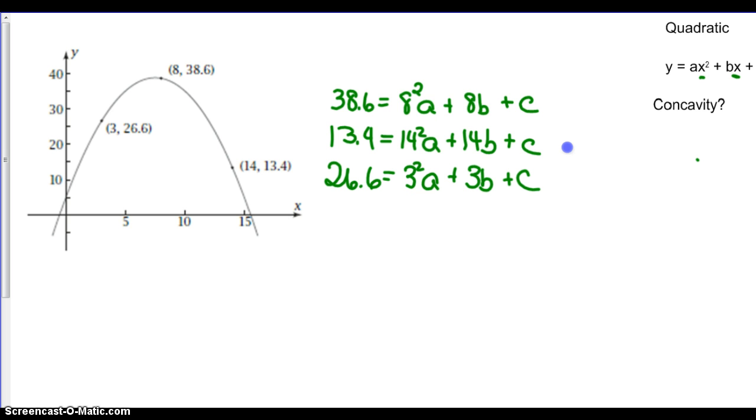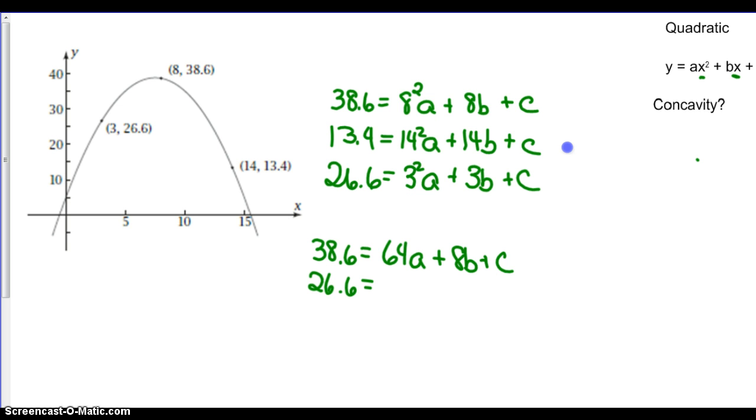Now you look at those. First thing you're probably going to want to do is go ahead and write them out. So 38.6 equals 64a plus 8b plus c. Next one, I'm going to use the 26 here.